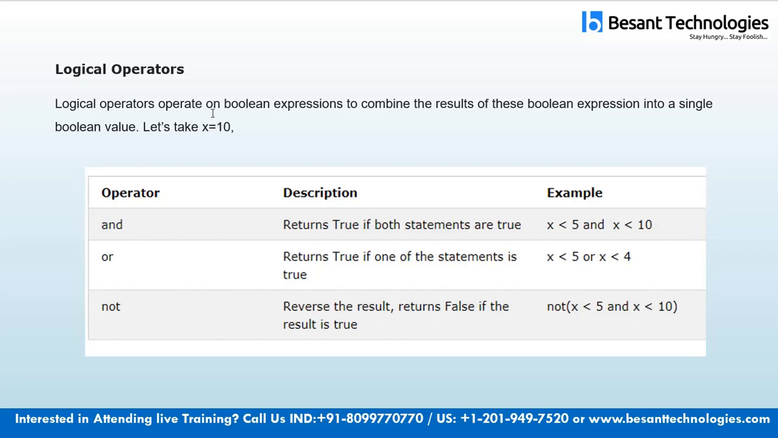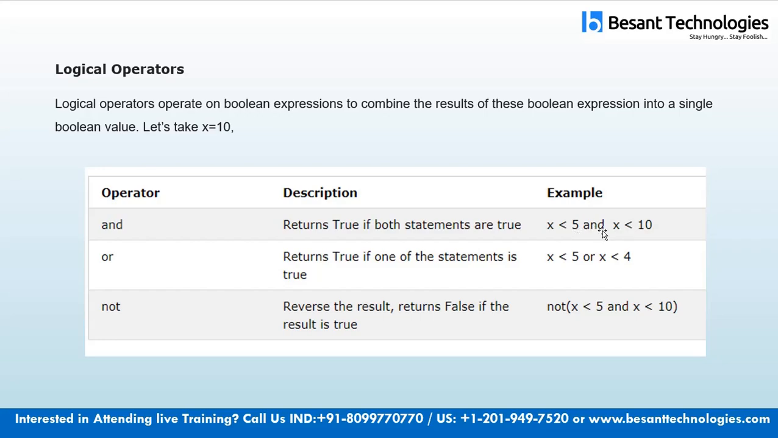Logical operators operate on Boolean expressions to combine the results of these Boolean expressions into a single Boolean value. Let's take x as 10. Here the AND operator, OR operator and NOT operator. These three operators belong to logical operators. First we will see the AND operator. The AND operator returns true if both the statements are true. What is the value of x? 10. 10 less than 5, so it returns false.